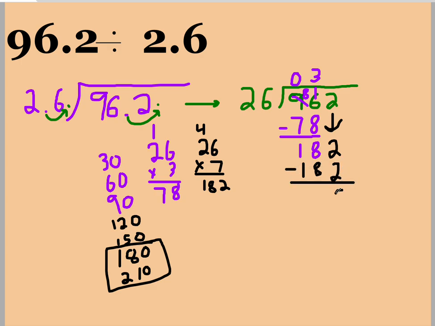And that gives me no remainder. I have nothing else to use over here. Oh, and that was 7. I forgot to put that there. So our final answer is 37, as a whole number, no remainder.